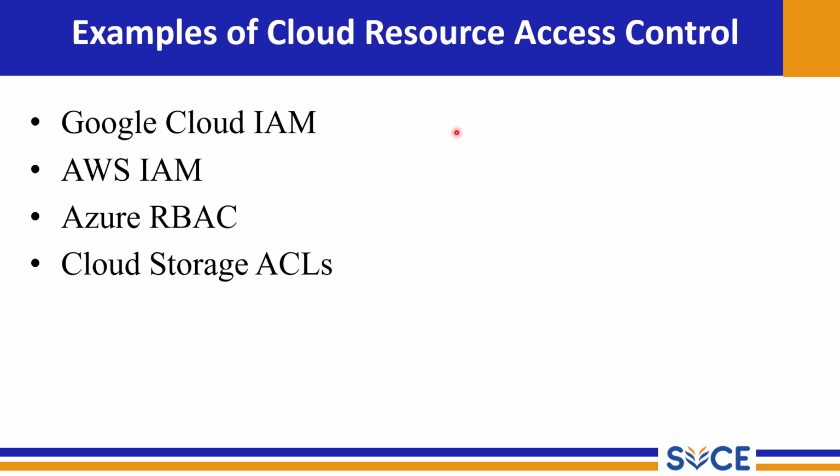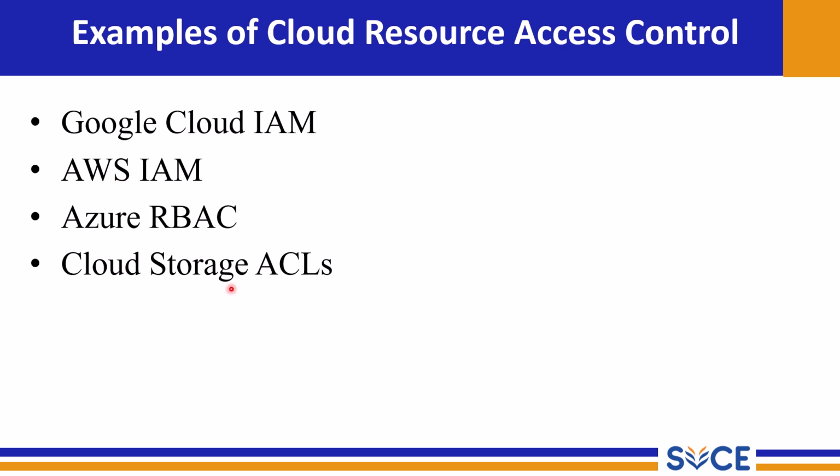Next is examples of cloud resource access control. Here the example is Google Cloud IAM, which allows the administrator to grant specific roles to users or groups, enabling them to access specific resources. And AWS IAM provides similar capabilities to Google Cloud IAM, allowing administrators to manage user access to AWS resources. And Azure RBAC allows administrators to grant specific roles to users or groups, enabling them to access specific Azure resources.